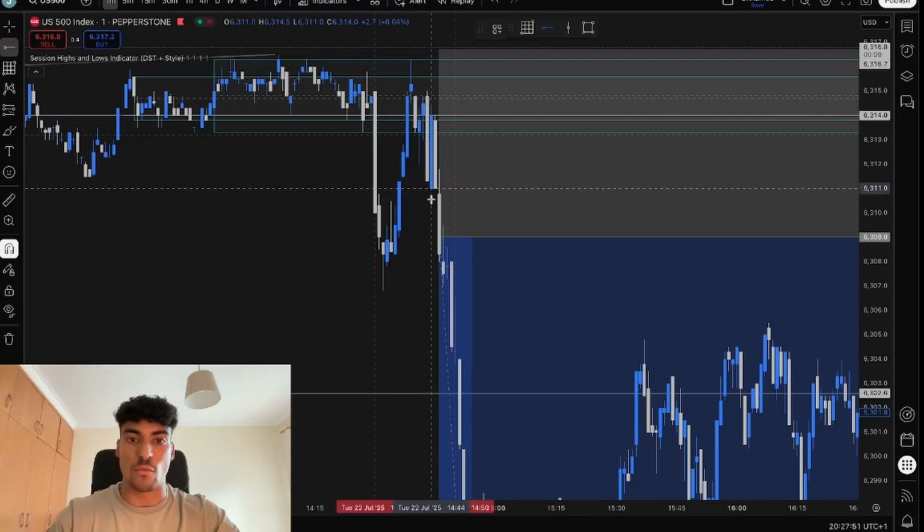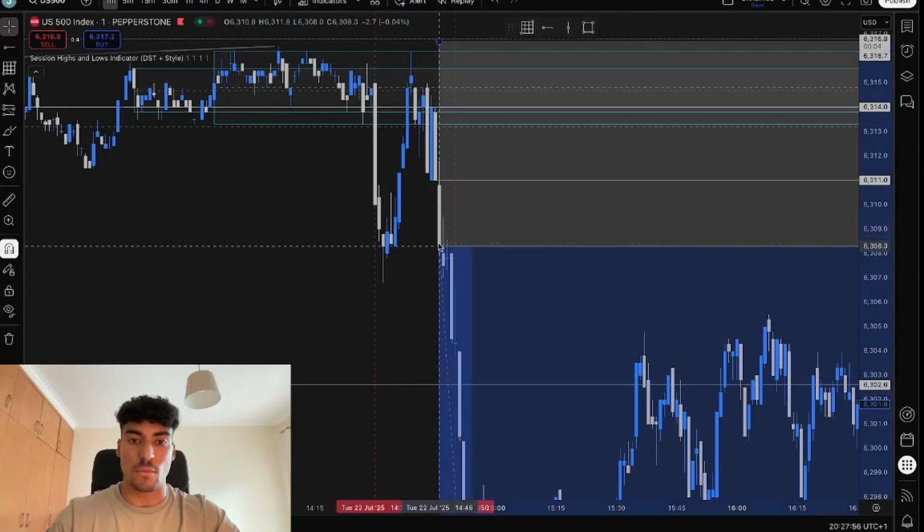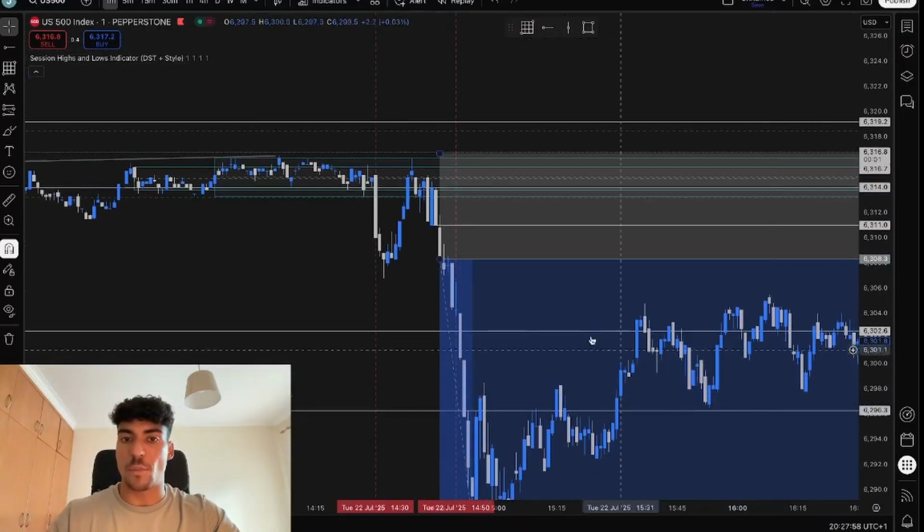So we have this move down and move up. That's a low. Boom, break of structure on this candle. Enter on that. Actually right here, boom, on the end of this candle. Stop loss above these highs.